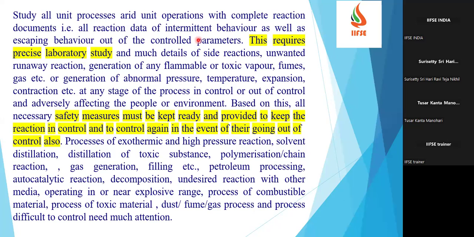As I mentioned, whenever unwanted reactions or unexpected runaway reactions happen, these are the outcome of the reaction. Maybe it releases flammable or toxic fumes, gases, and also abnormal pressure. My reactor is designed for 2 kg per square centimeter, but the reaction is producing more, giving 5 kg per square centimeter pressure. So automatically what will happen? It will get pressurized, and then a weak portion in the reactor can explode.